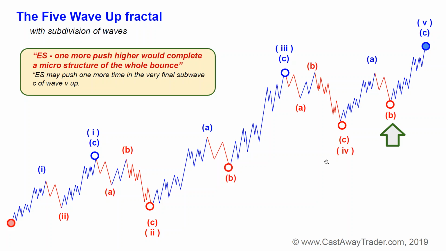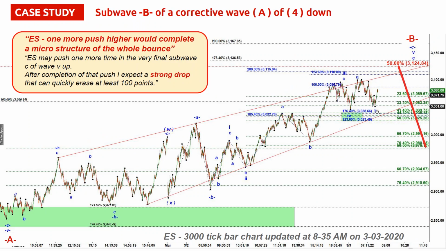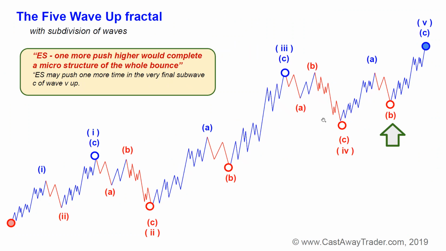Remember this. At that point, at 8:35 a.m., we were here. Subwave B down has made a higher low in comparison to the low made by the previous corrective wave 4 down. Look at the microfractal. This is the 5-wave up fractal. We are here. We need to get that push higher, and it should have an impulsive structure.